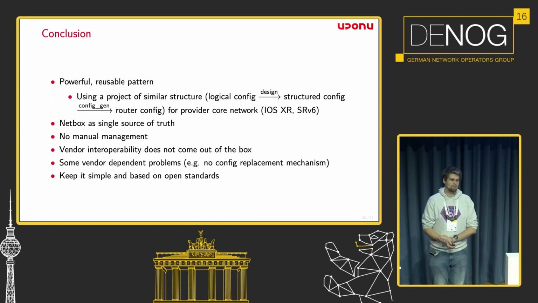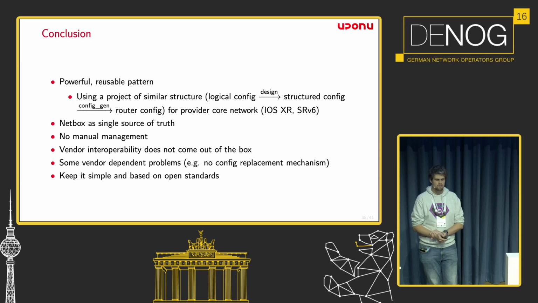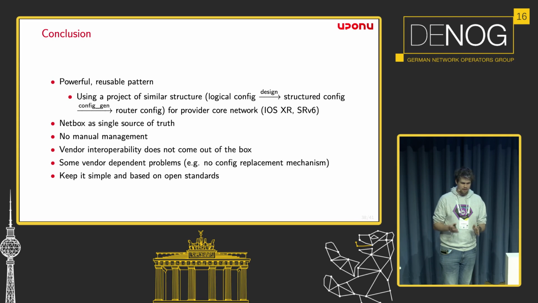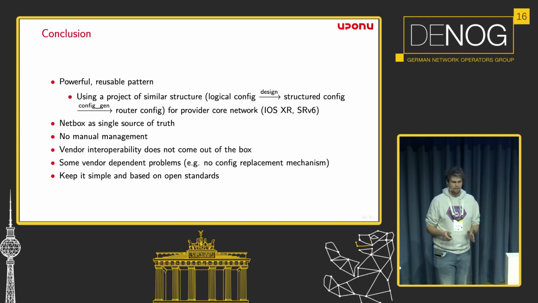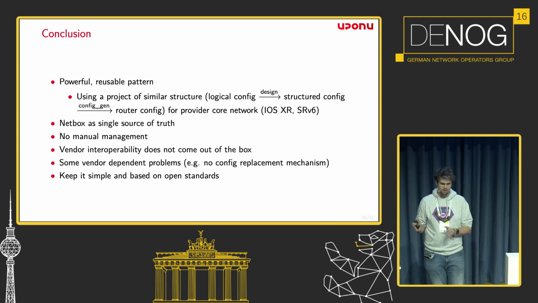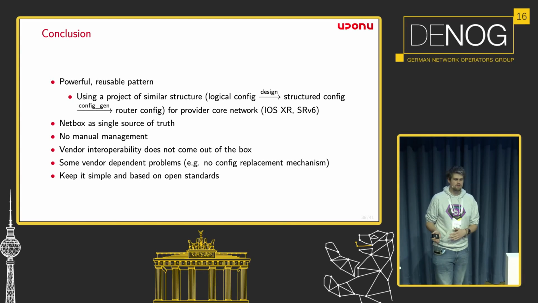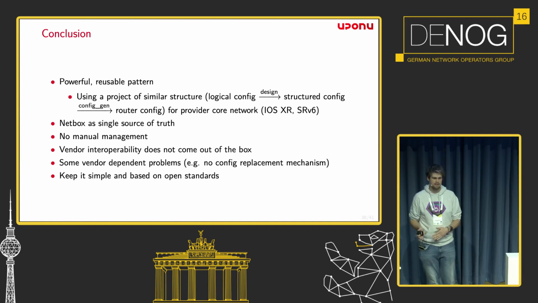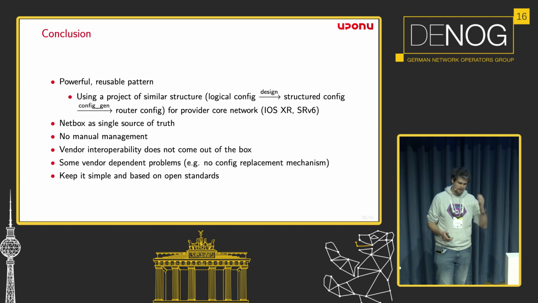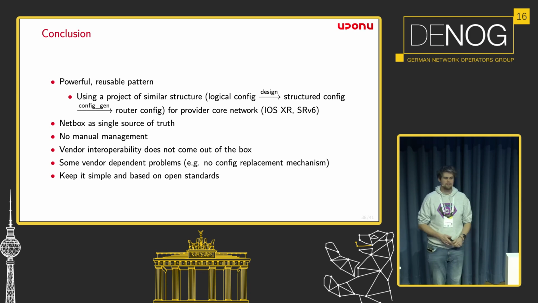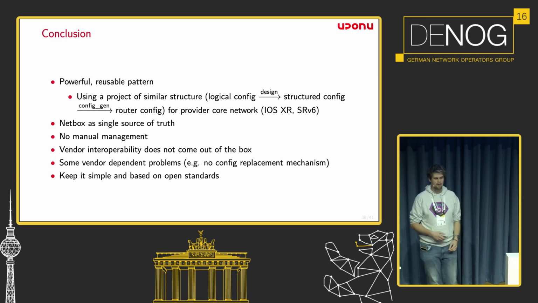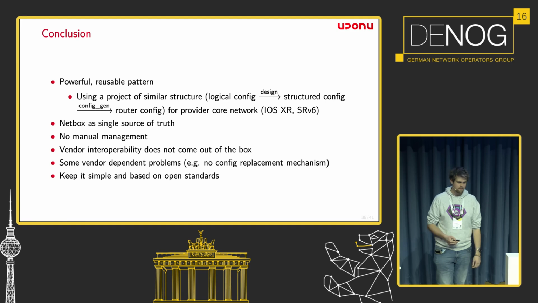As a conclusion, we have a very, very powerful reusable pattern with this: generating from Netbox, generating the Ansible inventory there, and then doing changes on configs, etc. We're using this also already in other deployments, like in our core network with IOS XR and SR. This is an SRv6 deployment. We use Netbox everywhere now in the company, a single source of truth. There's no manual management anymore.